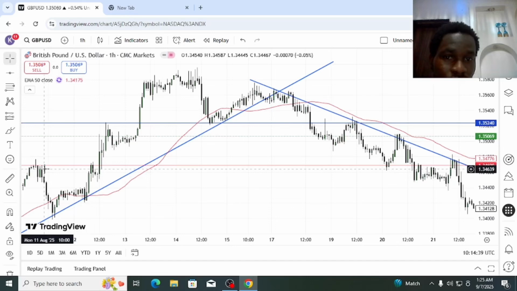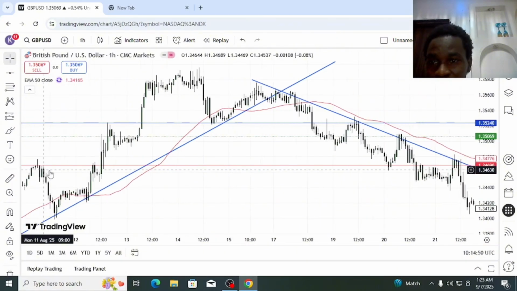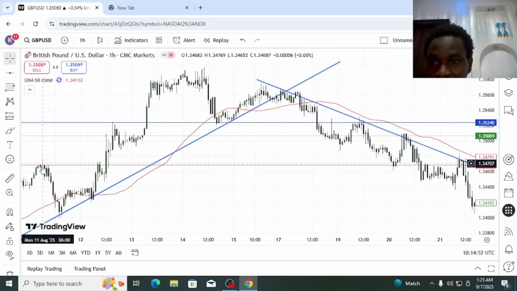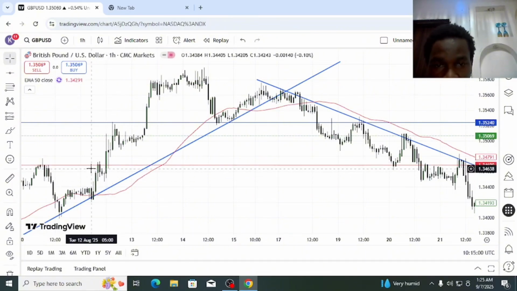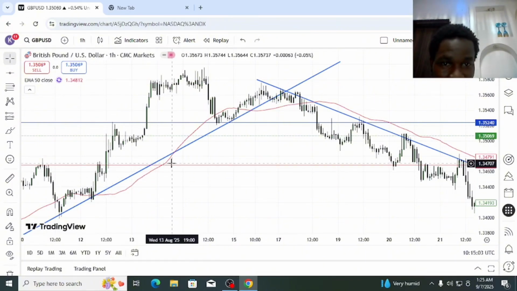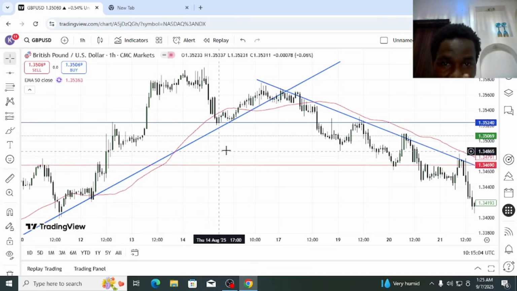No need to complicate your strategy. No need to complicate trading. This gives you a clear indication of how you are going to buy or how you are going to sell. So you can see price came up, it could not break through, then it came down, it came up again, and then it came down. So this is the resistance level in this market.